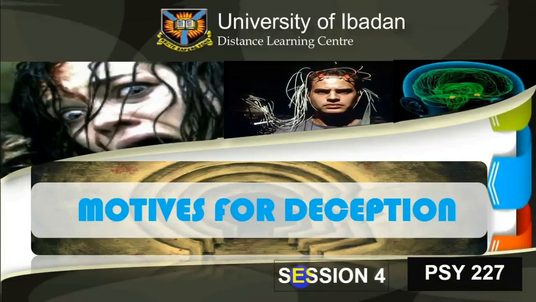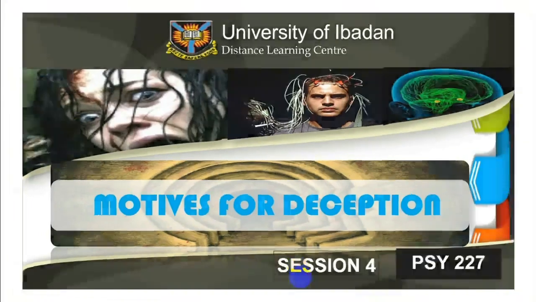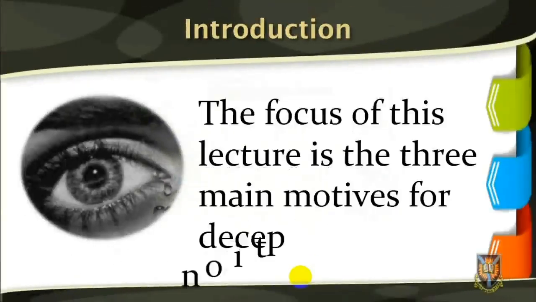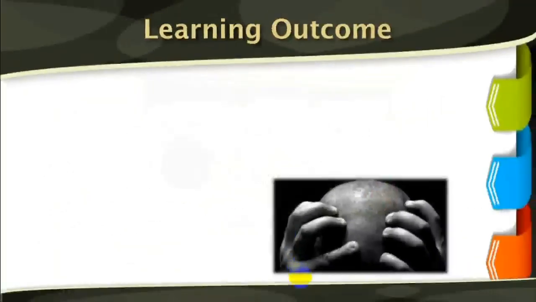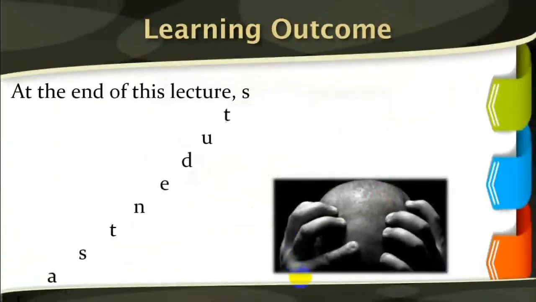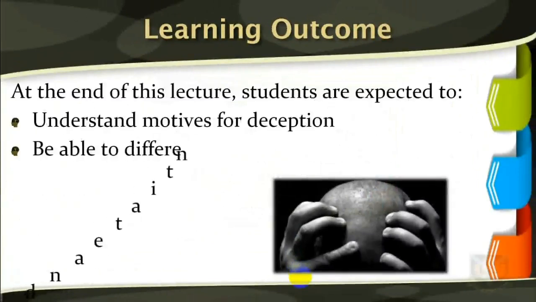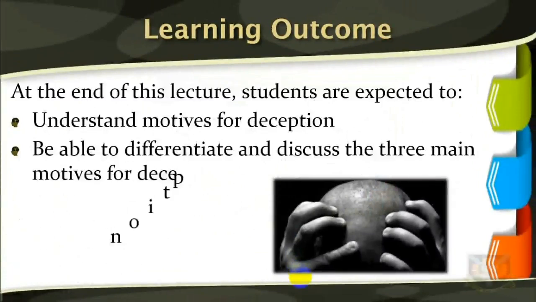Psych 227 Study Session 4: Motives for Deception. Introduction. The focus of this lecture is the three main motives for deception. Learning outcomes. At the end of this lecture, students are expected to understand motives for deception and be able to differentiate and discuss the three main motives for deception.